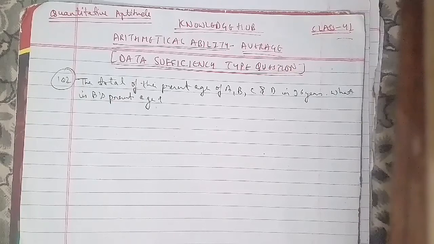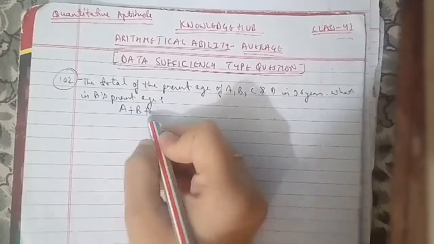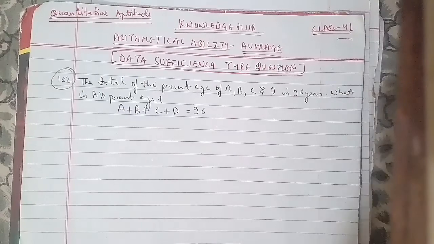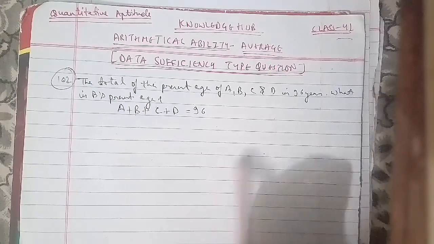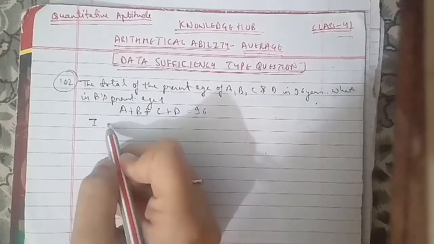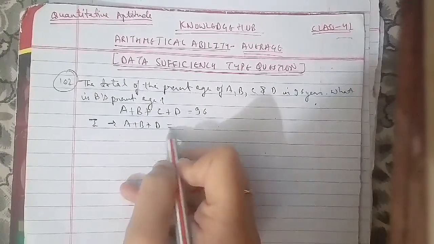So the first statement gives A plus B plus D equals 3 into 20. Okay, so it will give you A plus B plus D equals 60. The second statement says C plus D equals 2 into 50. Okay, that will be C plus D equals 100.